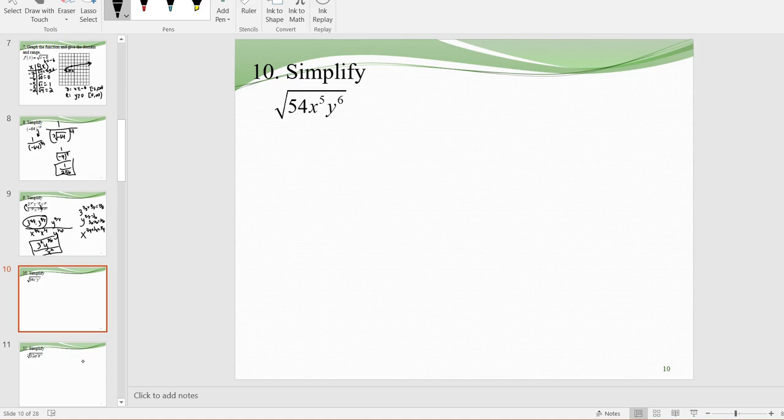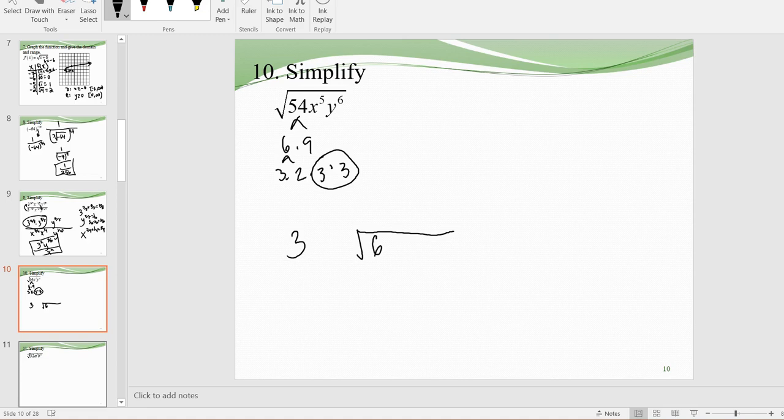Simplify this. Remember, the idea is that I'm not getting a decimal in this. We are leaving it in radical form, so you need to break this apart. 54 is 6 times 9, or 3 times 2 times 3 times 3. Since I'm doing a square root, I'm looking for pairs of 2. So I pull out the 3's, the square root of 9, a 3 comes out, and we're left with 3 and 2, which makes 6 on the inside.